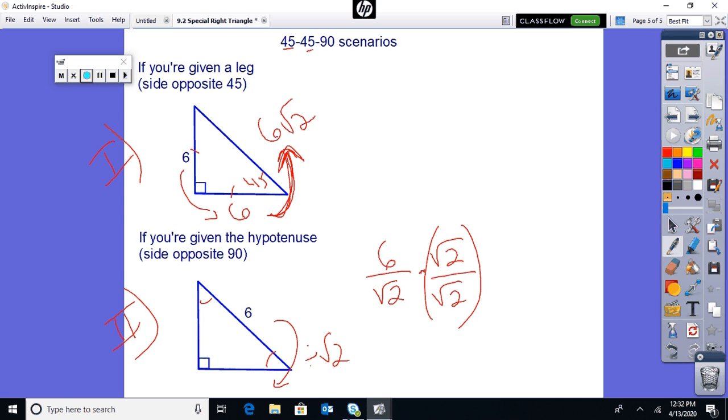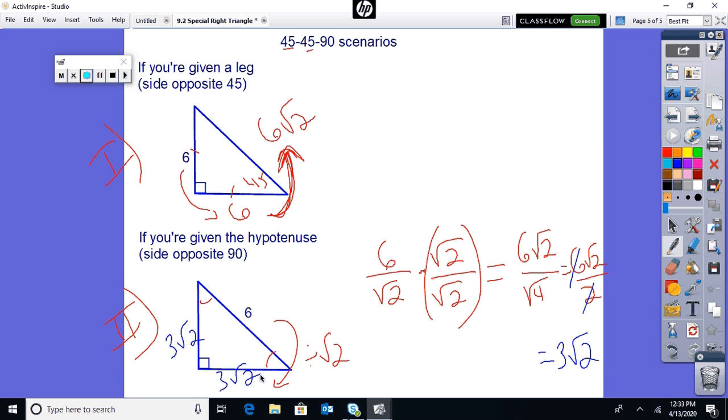Again, that's just multiplying by 1 in disguise, so we're not changing the value of it. Straight across the top, 6 roots of 2. Straight across the bottom, the square root of 4, which is 2. So 6 roots of 2 over 2. Now here's the scenario I was talking about. If your number outside your radical can be reduced with your denominator, then do it. So that would just give you 3 roots of 2. And again, whatever you had as one leg, you would have as the other leg. So 3 roots of 2, 3 roots of 2 on both sides.